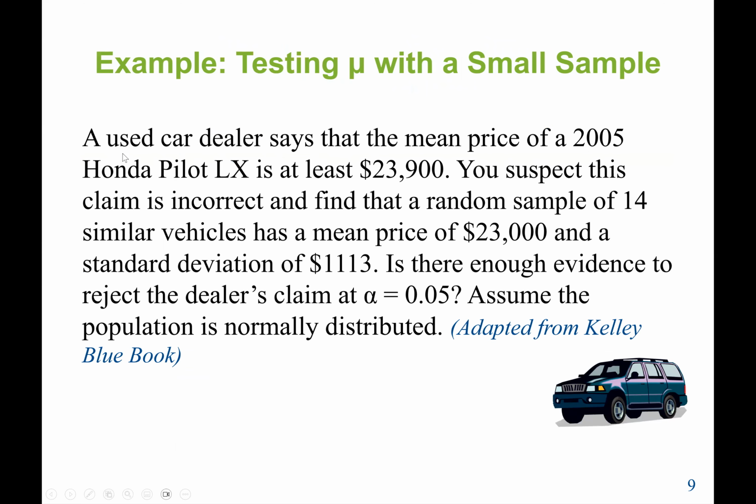Here they say a used car dealer says that the mean price of a 2005 Honda Pilot LX is at least 23,900. You suspect this claim is incorrect, and you found that a random sample of 14 similar vehicles has a mean price of 23,000 and also a standard deviation of 1,113. Is there enough evidence to reject the dealer's claim at alpha equal to 0.05? Here we are assuming the population is normally distributed.